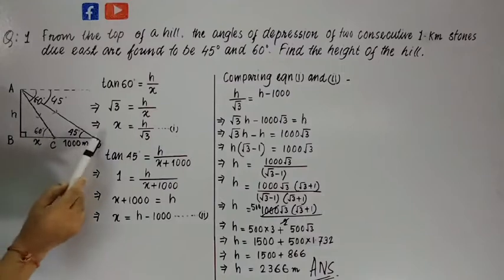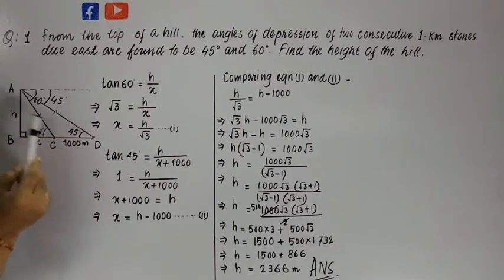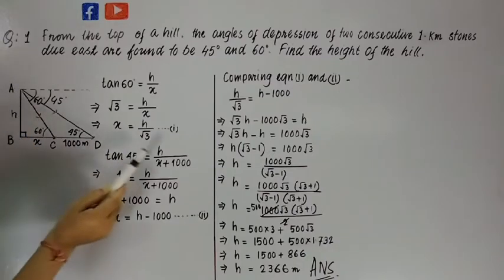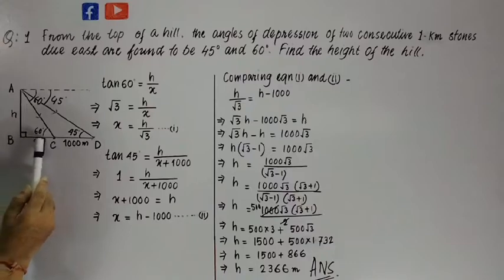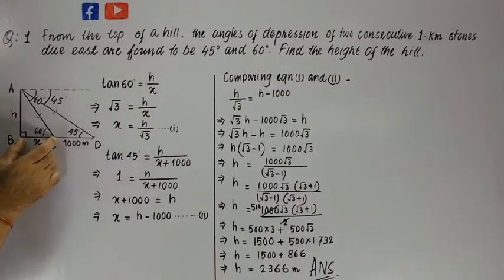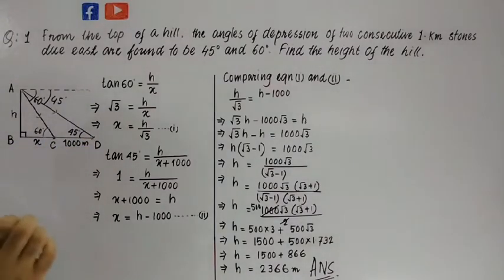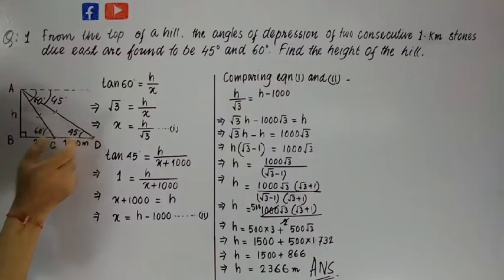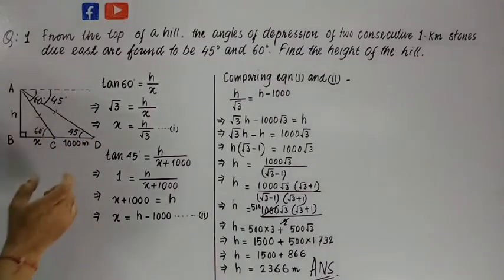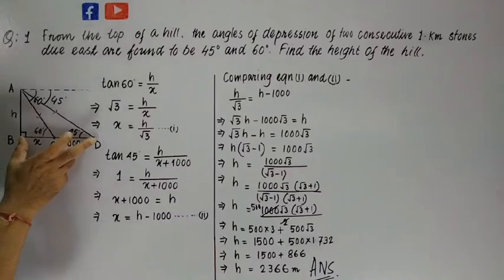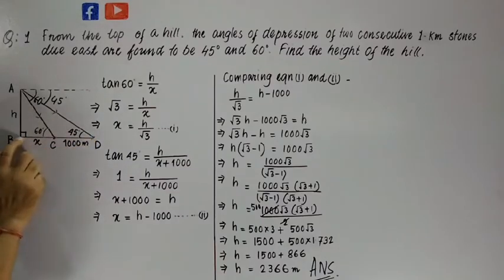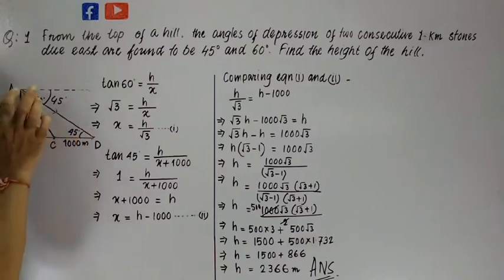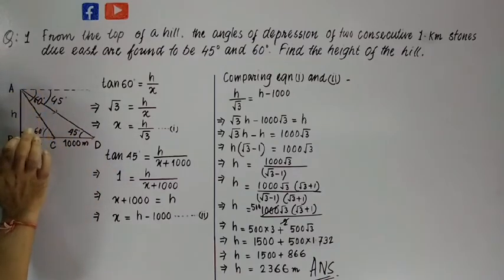Similarly, take this right angle triangle. Now, take tan 45, perpendicular by base. Perpendicular is h and base is, this is x. We have supposed BC to be x, and C and D, since they are two consecutive kilometer stones, the distance between C and D is 1 kilometer, that is equal to 1000 meter. So the total length of base is x plus 1000. So tan 45 is perpendicular by base, perpendicular h, and base x plus 1000.